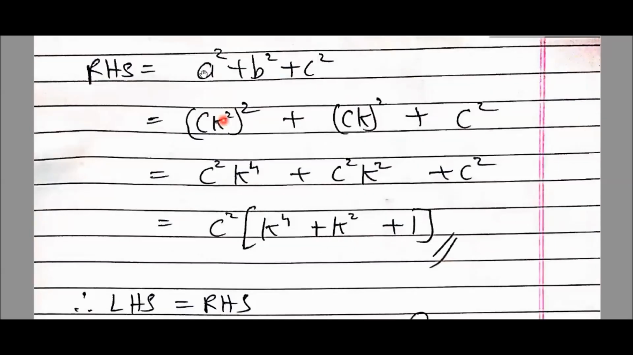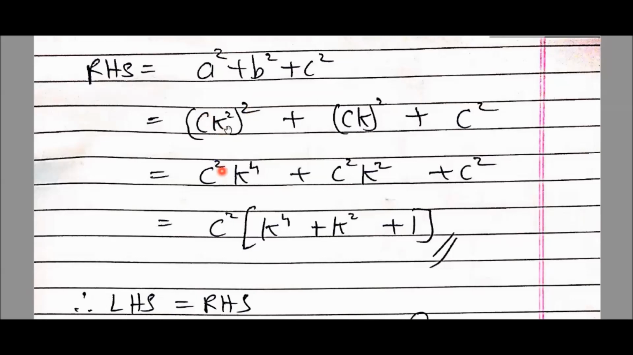Right hand side is a square plus b square plus c square. At the place of a, what was the value of a? ck square. So I substituted at the place of a ck square, and don't forget I have a square also, b square. What is the value of b? ck, upper square as it is, and I don't have the value of c, so c square will remain c square only. This square will go on both the variables, both the alphabets.